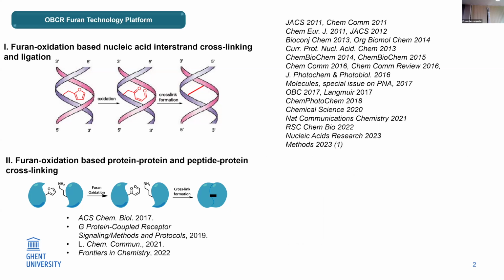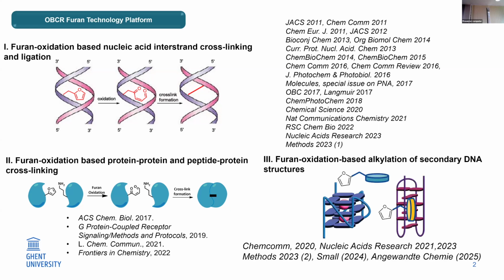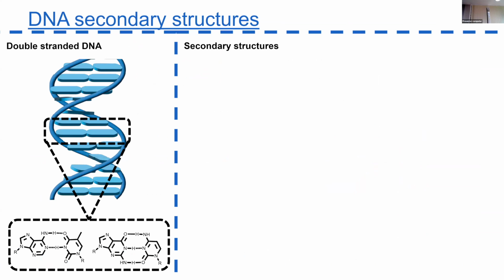interactions. And then more recently, when I joined the group, I became very interested in the secondary structures of DNA, such as the i-motif and G-quadruplexes. So the first thing we started to do was to target them, of course, because they are pretty important. Why are they so important?